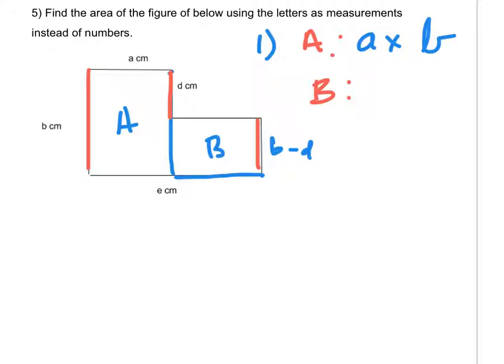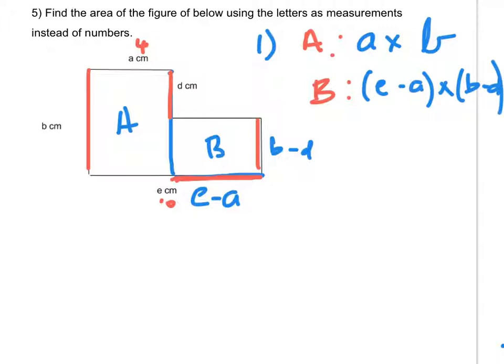And now we need to find out what this length here is. Yeah? Well, look where E is. Imagine that E was 10 again, and imagine that A was 4. Okay, you would know that this distance here was 6, because it'd be 10 minus 4. Okay, but instead of doing 10 minus 4, because we don't have numbers, you have to do E minus A. Okay? So, the area of that part, you have to multiply E minus A by B minus D.